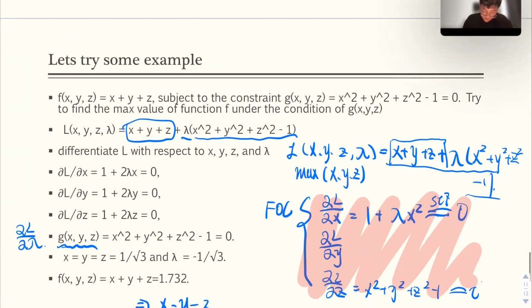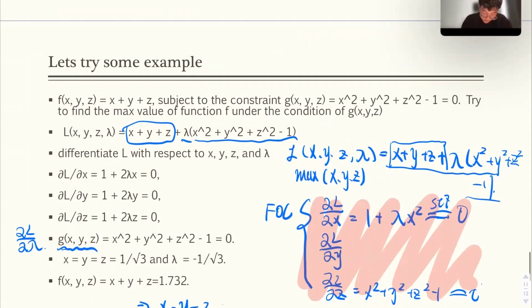Just to save some time, I already have the answers here. Each of them equals 1 over the square root of 3. So this is the optimized point that we have, the critical point, x star, y star, z star. So we finish the Lagrange process.